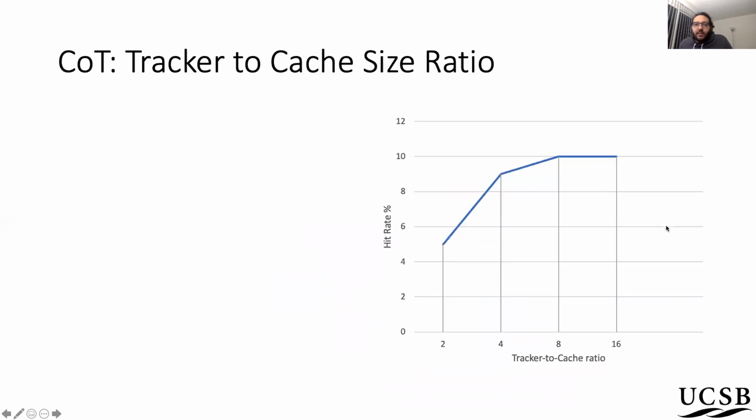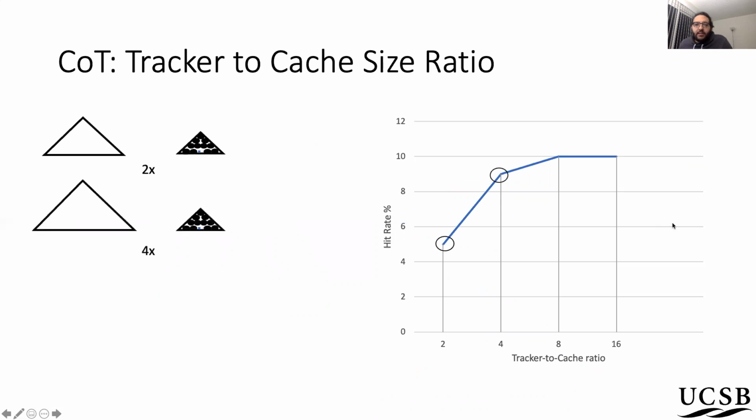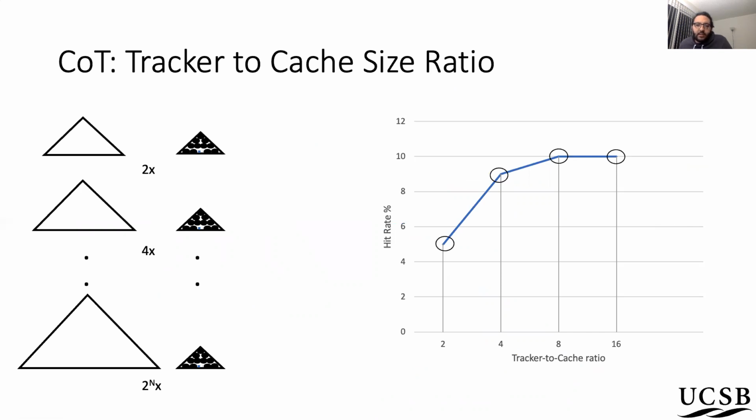To determine the ideal tracker to cache ratio for some workload, we first fix the cache size and keep doubling the tracker size until the hit rate of COT over time epochs settles. Once this happens, we know the ideal tracker to cache ratio for this workload.